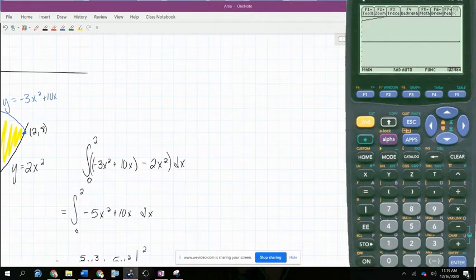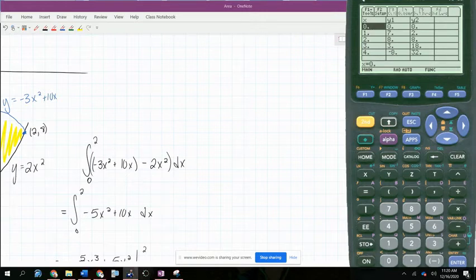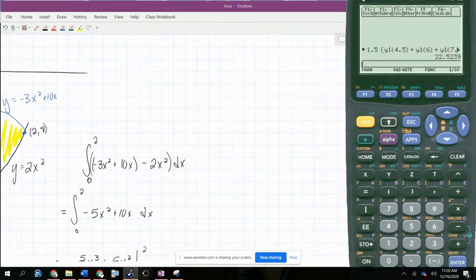I could graph it on here and check my bounds. I'm sure my window's ridiculous, so I don't care right now. But I could check my bounds to make sure my intersections are happening where I think they're happening. I could do that from the table. So look, at x equals 0, they both have y's of 0. And at x equals 2, they both have y's of 8. So those are my 2 intersection points. Your intersections might not be pretty, so you can find them different ways. But what I want to show you is how to take an integral.